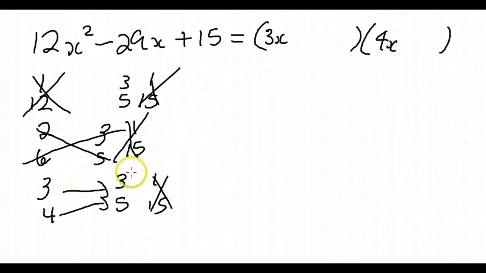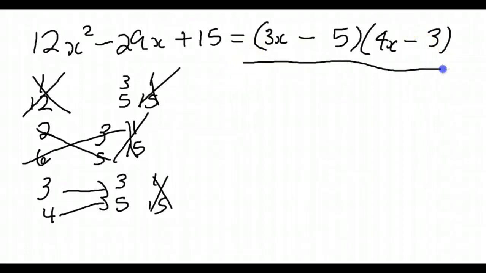The 3 multiplies a 3, so that goes here. And the 4 multiplies a 5, so that goes here. I got a plus 15, so they're both the same sign. And what sign are they? This sign. They are both minus. Minus, minus. That's the guess. Let's check. 12x squared minus 9x minus 20x is minus 29x plus 15. Okay, there we go. That's it. That's the total amount of work that we need to show.